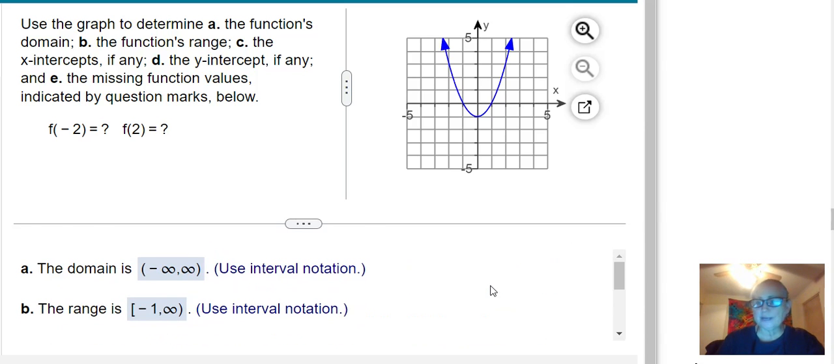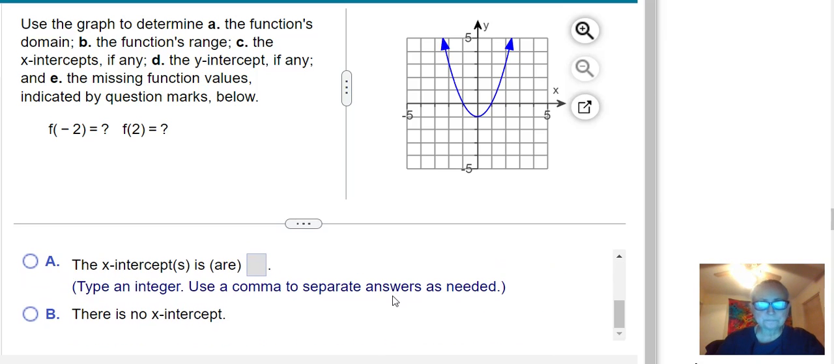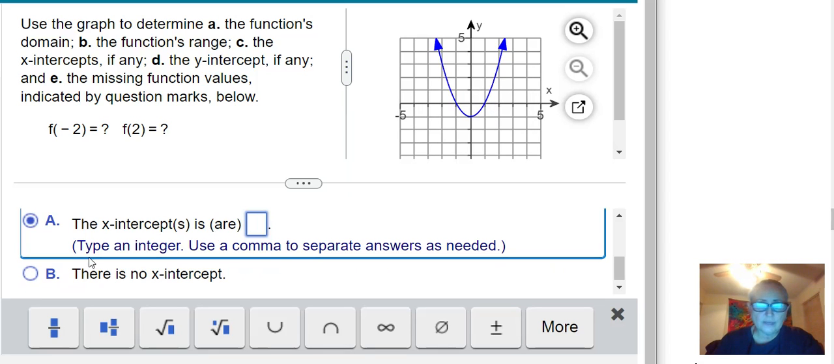Finishing problem number 18. We've got our domain and range. Now we've got to find our intercepts. The intercepts are the points where the function, or the non-function, the graph, crosses the axis. So it crosses the x-axis at -1 and 1. And all they ask us to do is separate them with commas, okay?